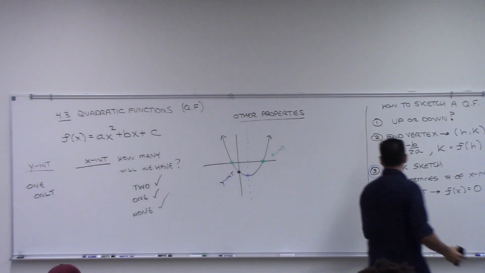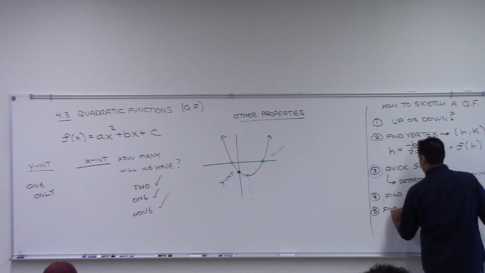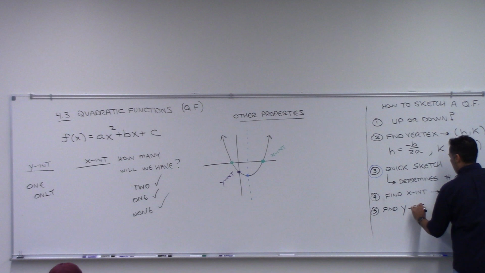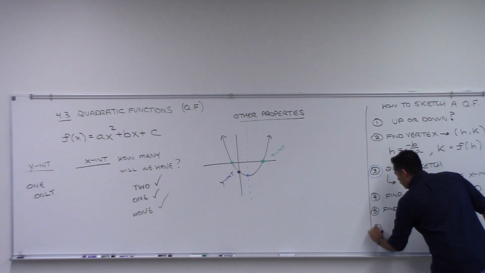Those two things. Step 5, find the y-intercept. We are guaranteed to have a y-intercept. And to find it, all we do is kind of the opposite of this. Instead of setting the function equal to 0, we plug 0 into the function. And whatever we get out is our y-intercept. And then the 6th and final step is to sketch it.